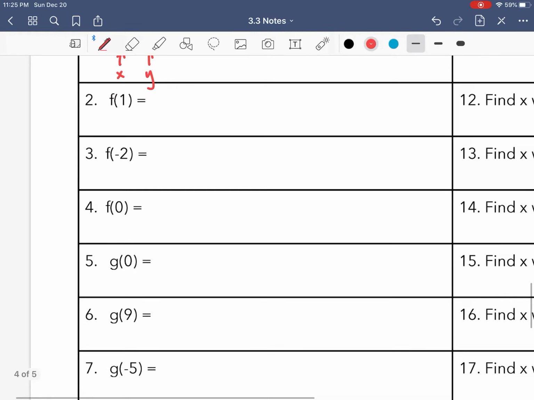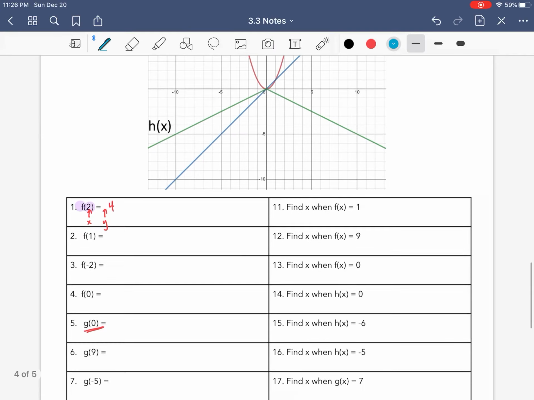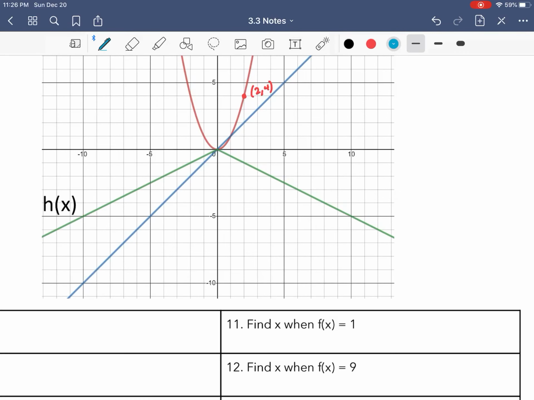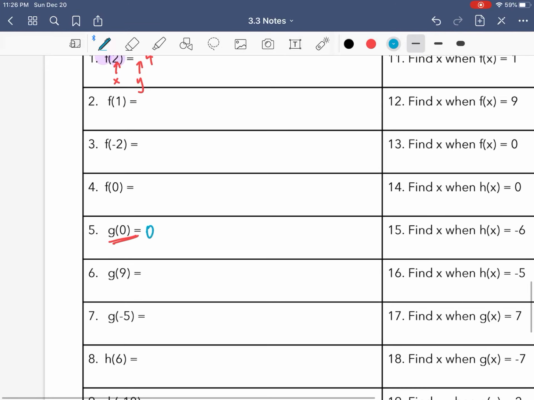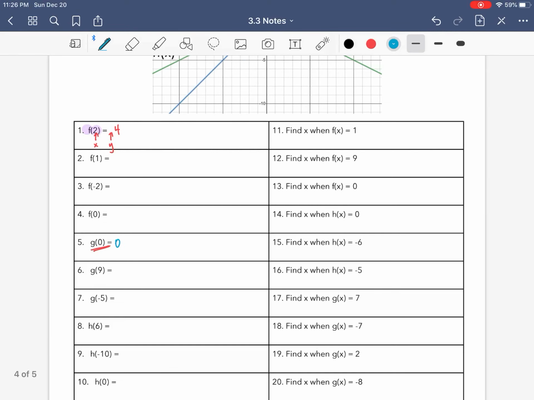Let's look for a different one. How about g of 0? So g of 0, g is my blue function on my page, and I'm looking for an input of 0, so an x of 0. x being 0 means not left or right at all, and my blue function, actually they all seem to be crossing right here at the point 0, comma 0. So g of 0 equals 0. Nice. That's how that left column is going to go. You're just going left and right the amount that they give you in the x value, and then going up and down until you find that specific function.